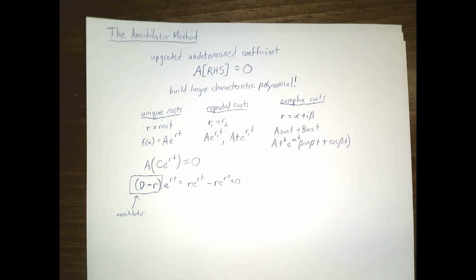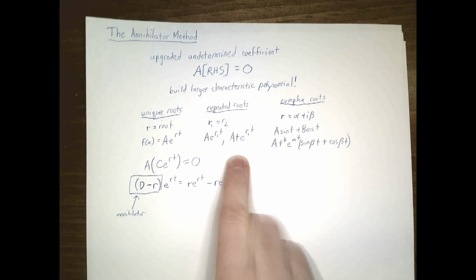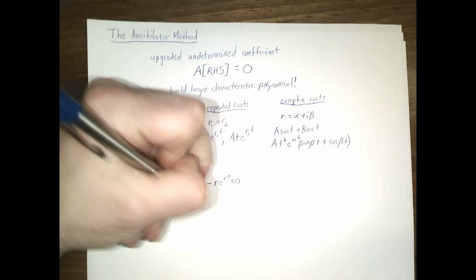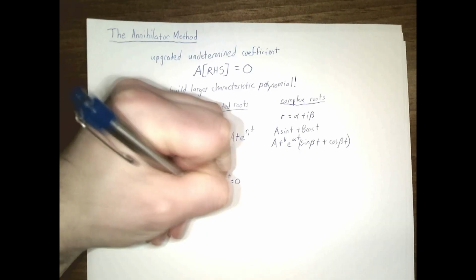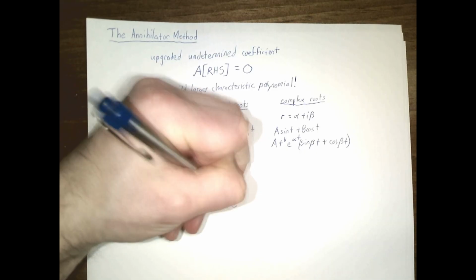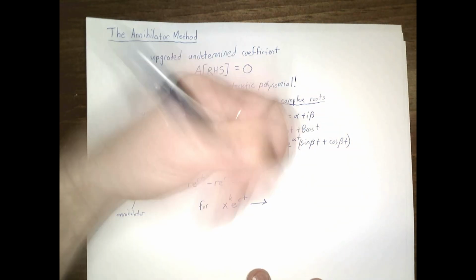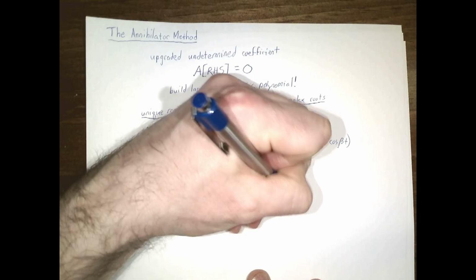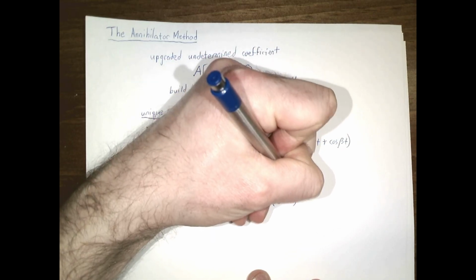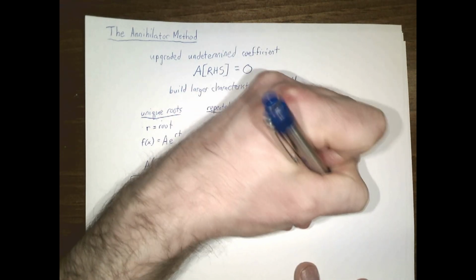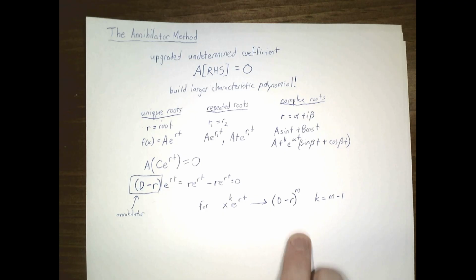We can build similar operators for things like repeated roots. For x to the k, e to the rt, your annihilator operator is going to look like d minus r, but we're going to put that to the m power. And the idea is that k equals m minus 1. So in other words, if m were 2, if this were squared, this would just be x to the 1. It would be a linear x out here, which corresponds with our idea of repeated roots.